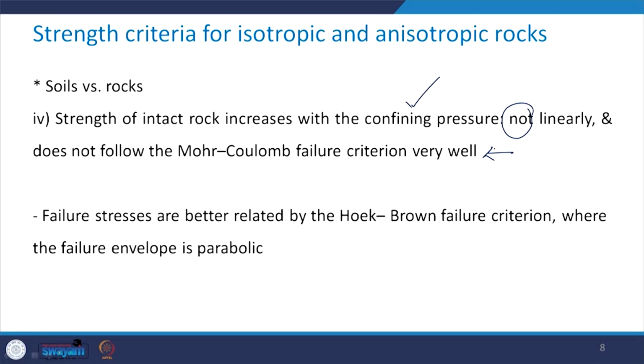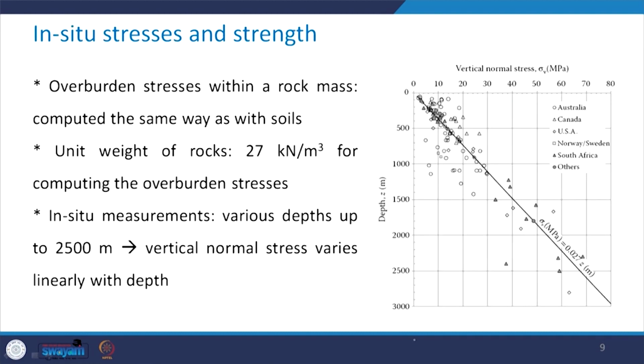So, in the case of the rocks, failure stresses are better related by the Hoek and Brown failure criterion, where the failure envelope is parabolic and not linear. But what happens in case of the soils? Most of the time we say that the Mohr-Coulomb failure criterion is fairly applicable in case of the soils. So, having these differences between these two materials in mind, let us have a look at the aspects related to in situ stresses and strength.